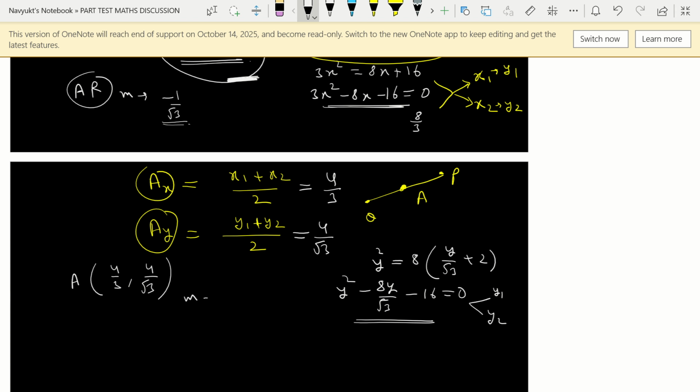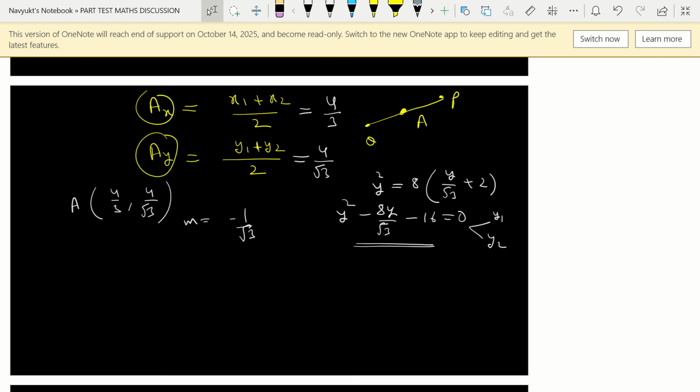and the slope as minus 1 by root 3. So the equation of that perpendicular bisector we can simply write by the slope-point form: y minus 4 by root 3 equals this slope into x minus 4 by 3, correct?